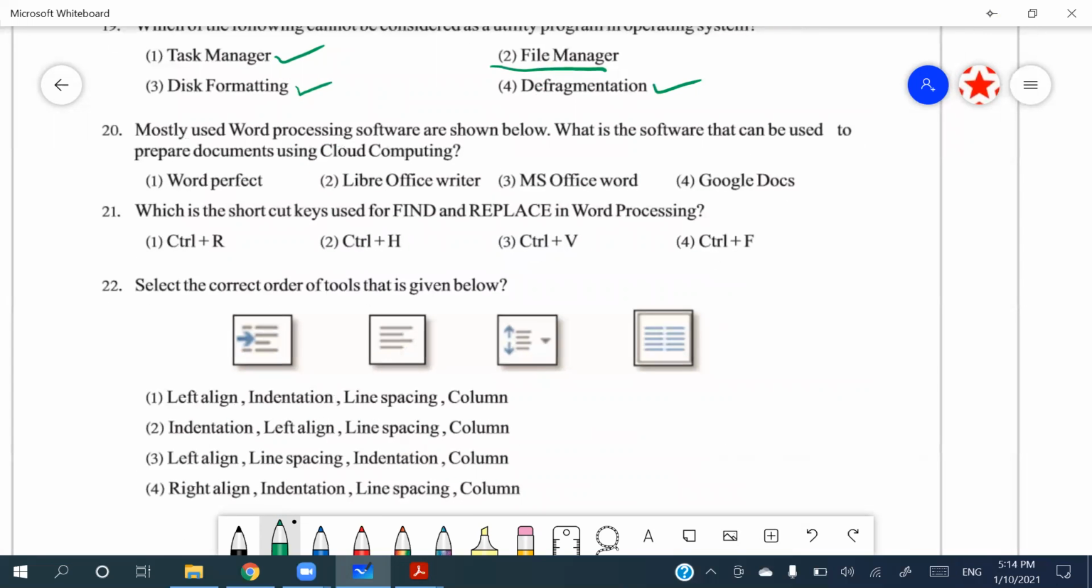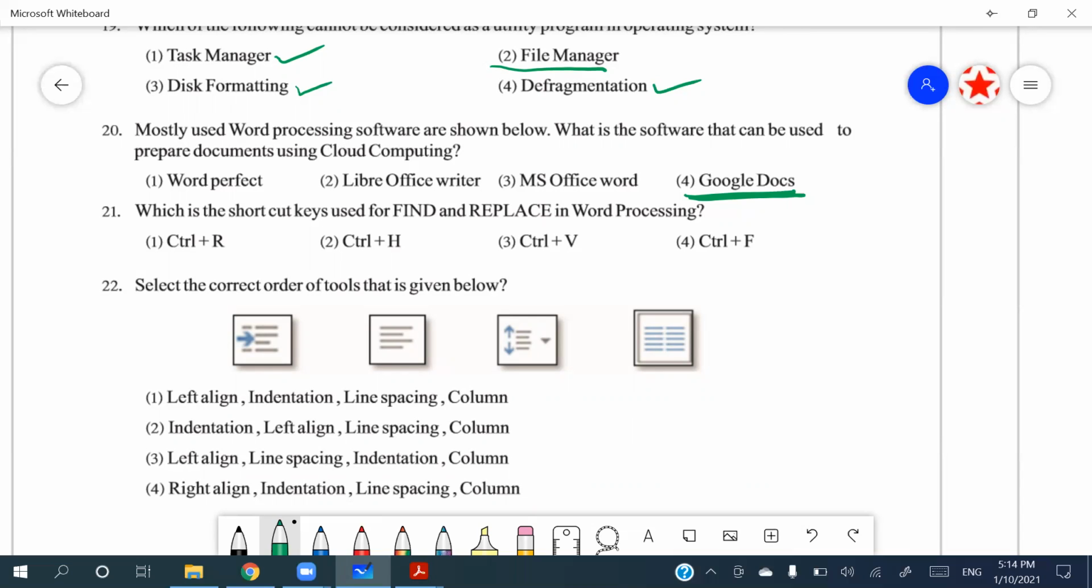20, mostly used word processing software are shown below. What is the software that can be used to prepare documents using cloud computing? So definitely it goes for Google Docs, because WordPerfect, LibreOffice Writer, and MS Office Word are all based on standalone computers. So that means you have to install it. But Google Docs is the one which helps you to process Word as a cloud computing service, right?